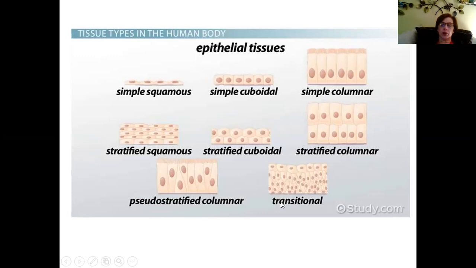The last two we have are unique. Transitional only exists in one place, and it's called transitional because at the top, in this case, it looks cuboidal, and at the bottom, it looks more squamous. This is found in the bladder, and your bladder stretches, expands, and contracts all day long, depending on how much you've drunk, how many fluids you've taken in. So transitional looks like it transitions from one type to another, but I'll show you how to recognize this. And we have something called pseudo-stratified columnar.